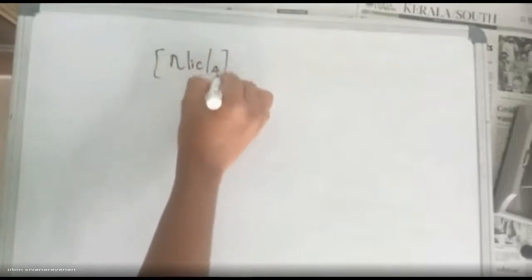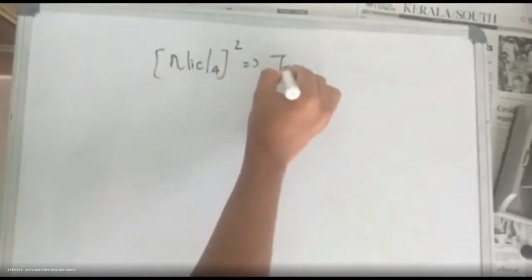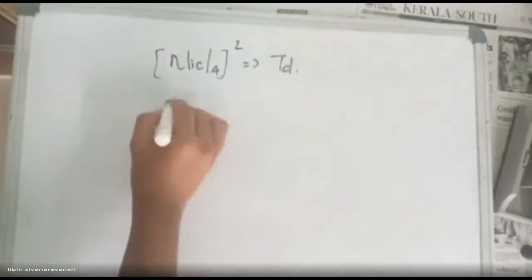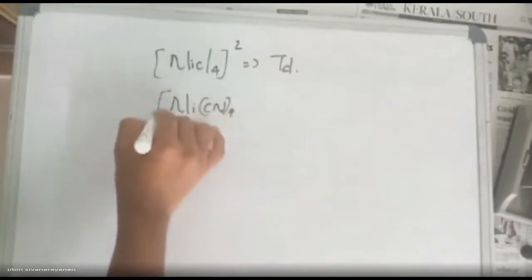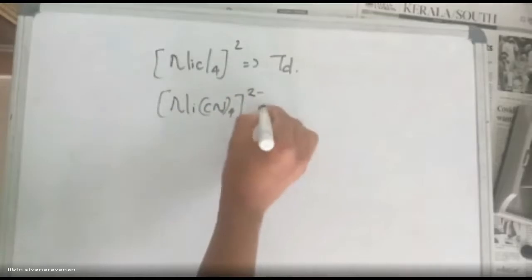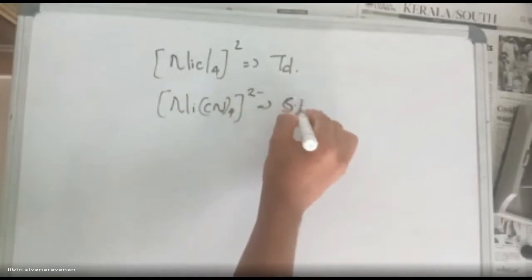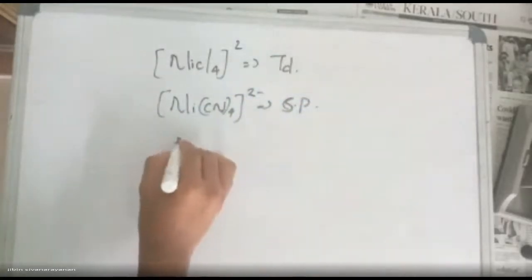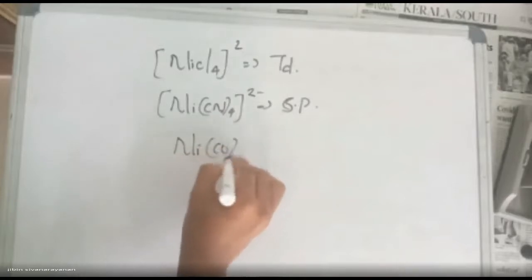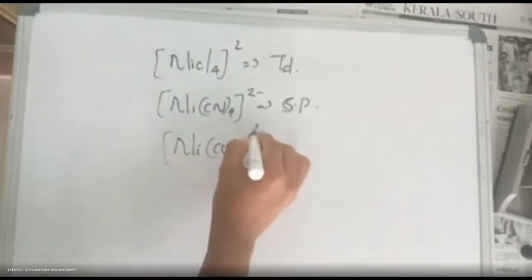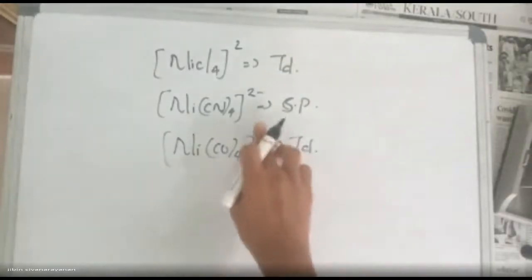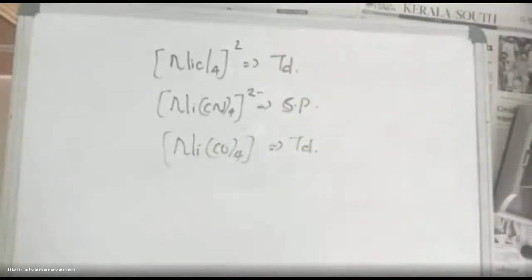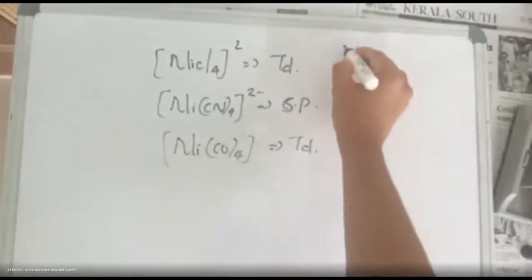NiCl4 2 minus is tetrahedral, whereas Ni(CN)4 2 minus is square planar, whereas Ni(CO)4 is tetrahedral. So what is the difference among these three?